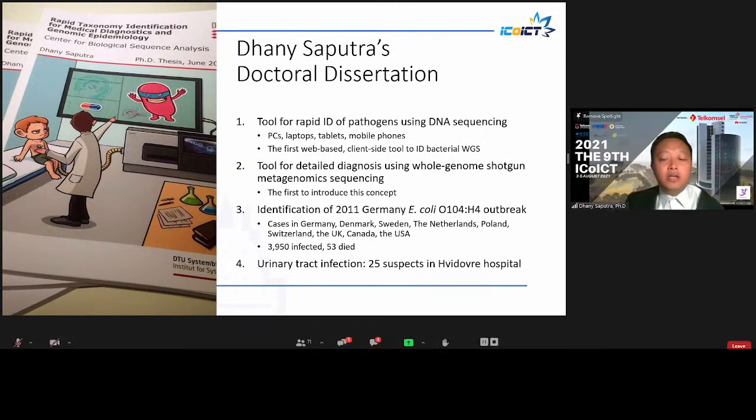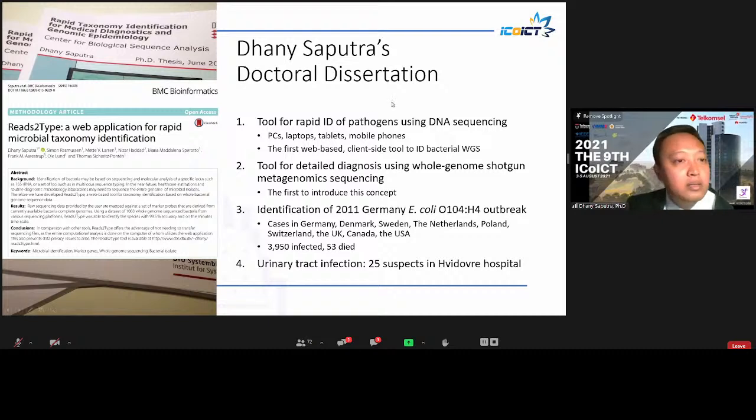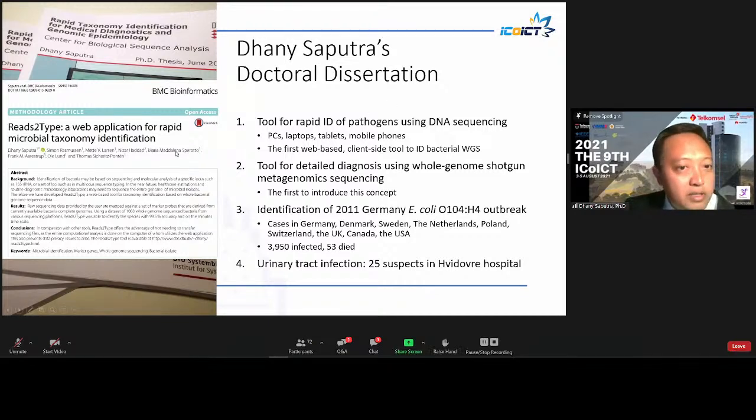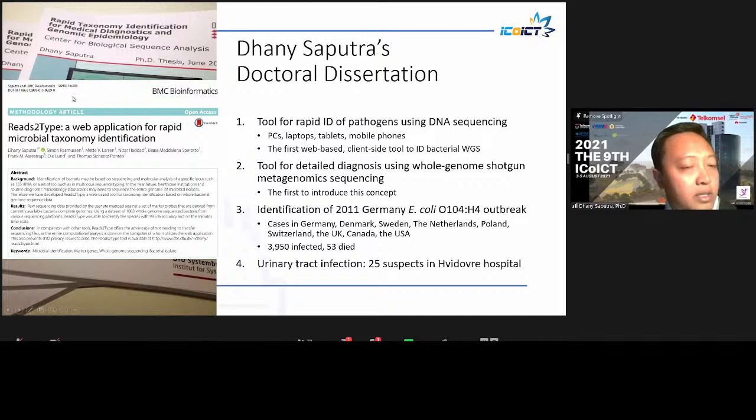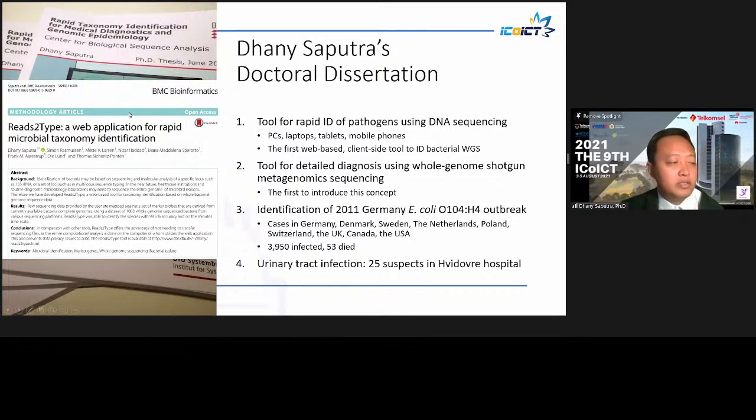So this is the paper. The paper was accepted in around 2015, but it was work from 2010 to 2013.